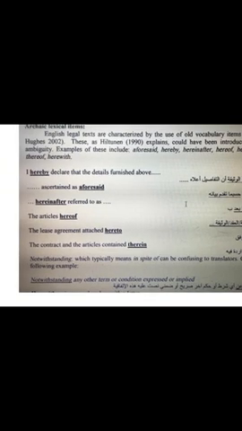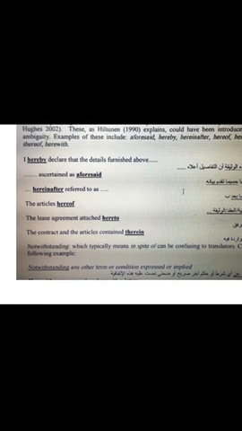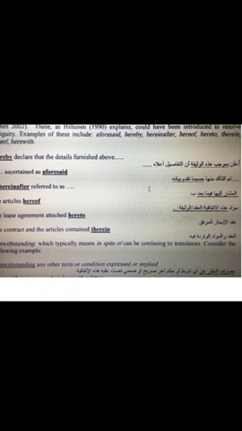See, therein in this sentence, the contract and the articles contained therein is translated into العقد والمواد الواردة فيه. Okay, الواردة فيه, contained therein, فيه. Also we have here too is translated into, but let's first read the sentence. The lease agreement attached here too is translated into عقد الإيجار المرفق, attached here to المرفق. Okay, attached here to المرفق.